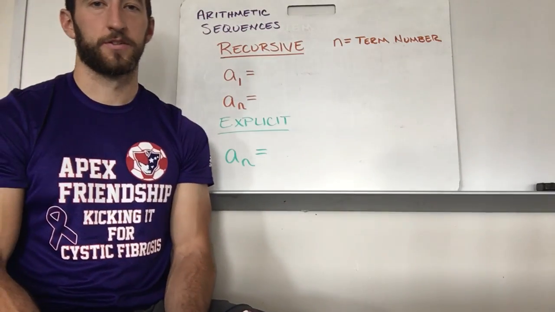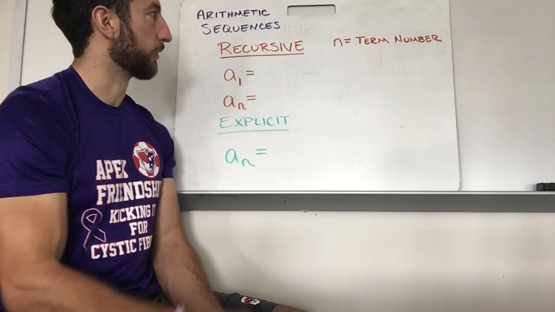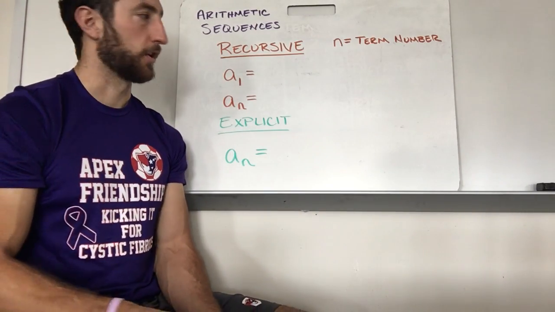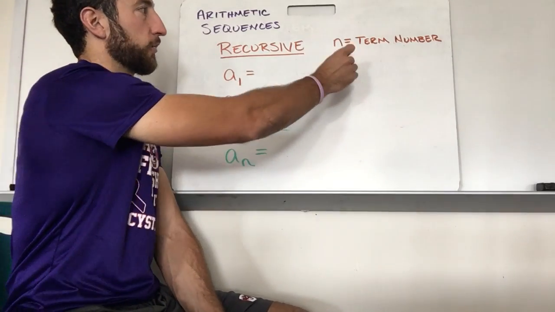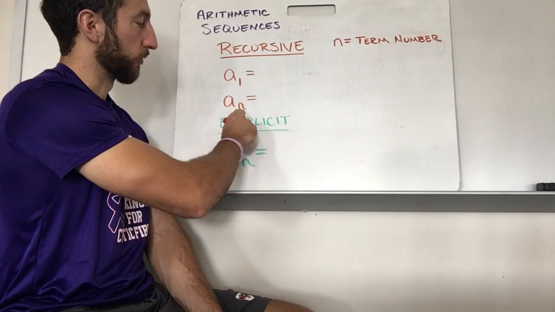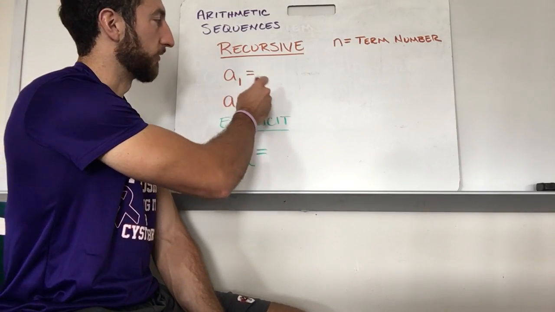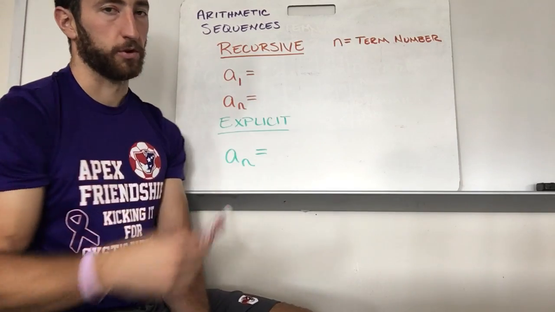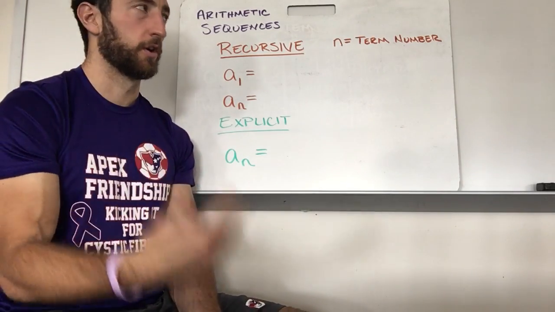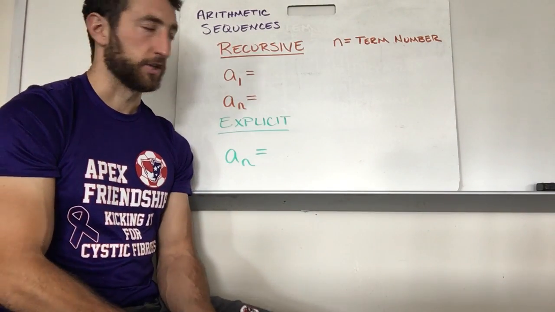There are two formulas that go along with this: the recursive formula and the explicit formula. The recursive formula is a way to build our sequence. We start with the first term. n is always going to represent the term number, that number in the little subscript. Recursive, think of the word recur: we keep doing the same thing over and over. With an arithmetic sequence, we're adding the same amount each time.